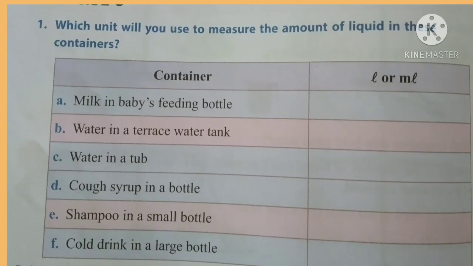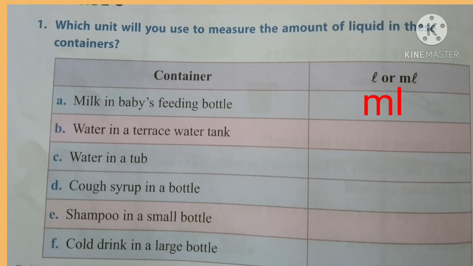Let us solve one exercise problem in your textbook. I will read the question. Which unit will you use to measure the amount of liquid in these containers? The first one, milk in baby's feeding bottle. We learned the unit liter is used to measure the capacity of large containers and milliliter is used to measure the capacity of small containers. Here the first one, milk in baby's feeding bottle. We know baby's feeding bottle is very small, so we can use milliliter.